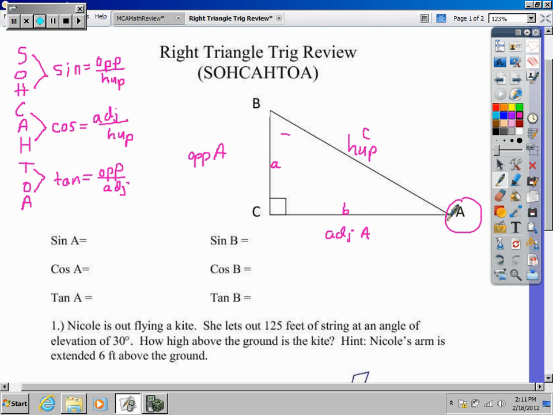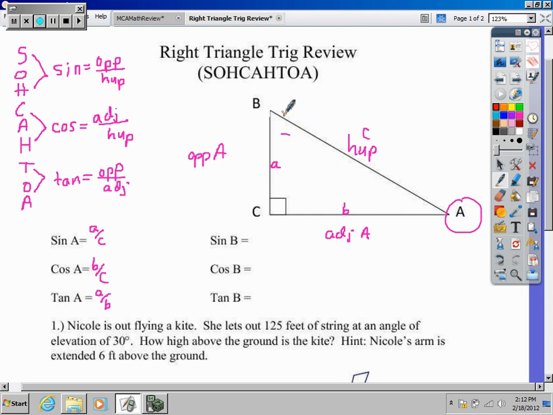Looking at the definition for sine, it's opposite over hypotenuse. So the sine of angle A would be A over C. So we put down A over C for the sine. The cosine would then be B over C, and then the tangent would have to be opposite over adjacent, which is A over B.